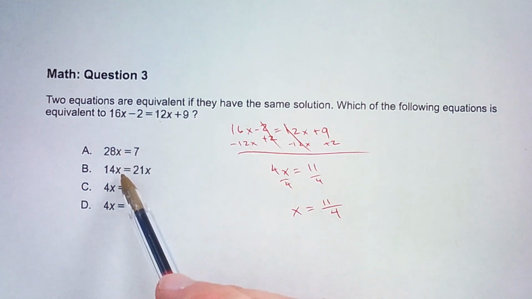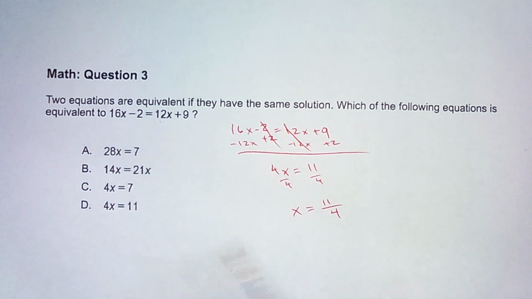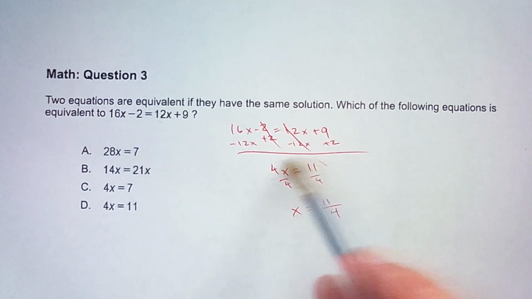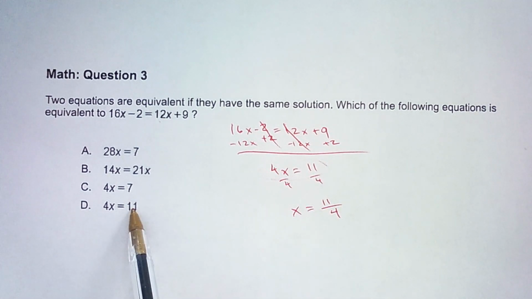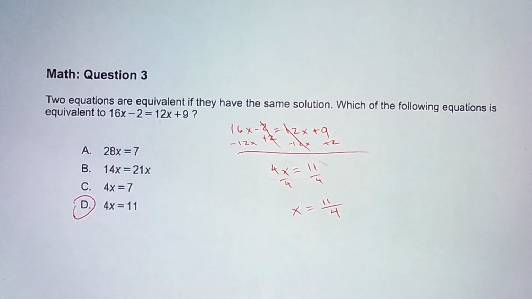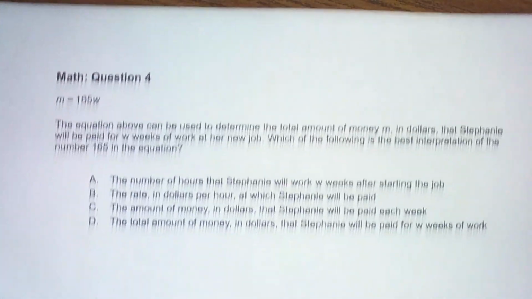So I need one of these equations to have that same solution. And notice right here I have 4x equals 11, gave me x equals 11 fourths. Here I have 4x equals 11. That will give me x equals 11 fourths. So D will have the same solution. Okay, on to question number 4.